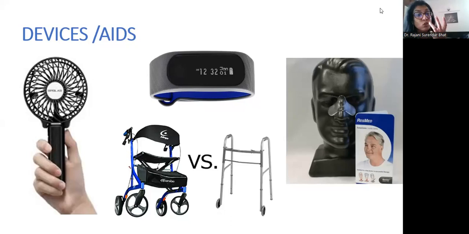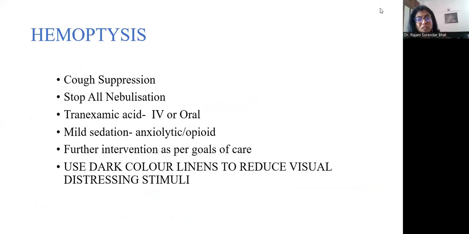When it comes to hemoptysis, it is a very distressing symptom. If it's mild hemoptysis, it's not as distressing. So we just give cough suppression. We don't give any nebulization. We don't want anything that will irritate the airway and make them cough more. And we can give them tranexamic acid. Some people use etamsylate as well. So IV or oral tranexamic acid, typically we give 500 milligrams three times a day. That can help with reducing the hemoptysis.